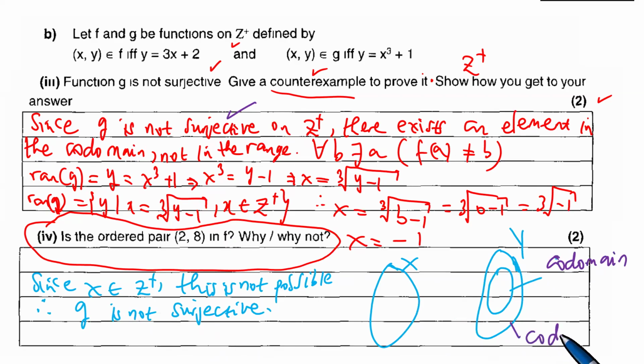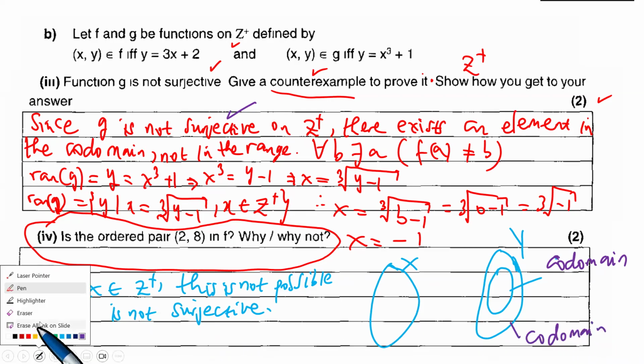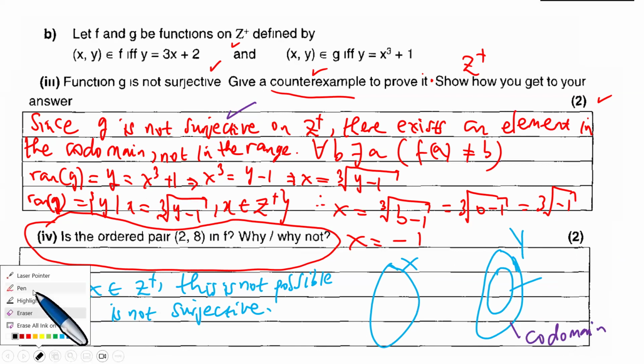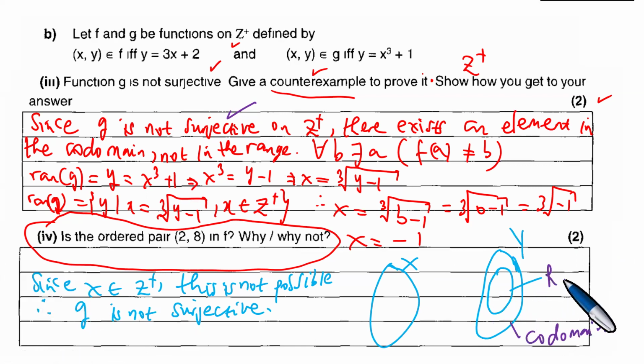This is what we're saying here. The codomain is bigger, but the range is smaller. That's what we're saying. The codomain is the largest set of images, but the range is smaller. Since g is not surjective on Z plus, there exists an element in the codomain that is not in the range. Yeah, there's an element sitting here that is not inside the range. The range is small, generally.